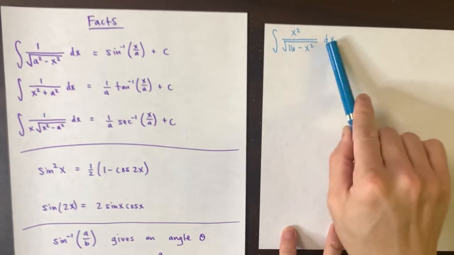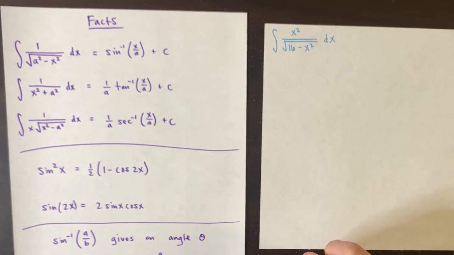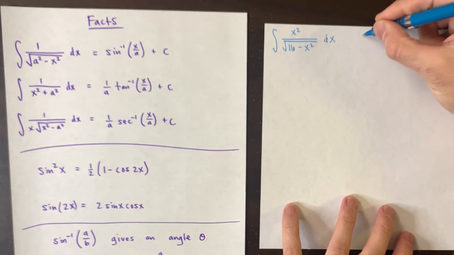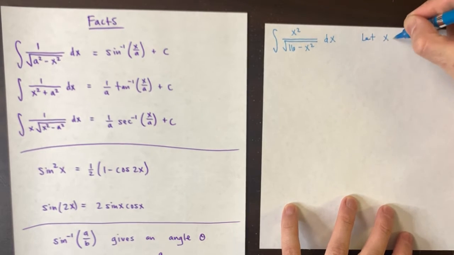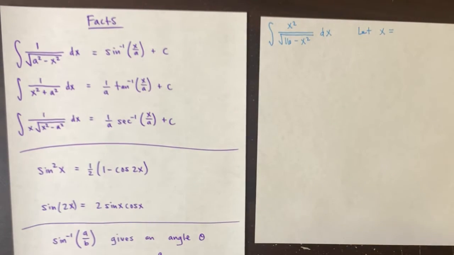Okay, so this is the integral that we want, and this is the info we might need. The very first thing that we do is we let x equal something else with a different variable. We need a trig substitution. So these are pretty much the only three you're likely to see.